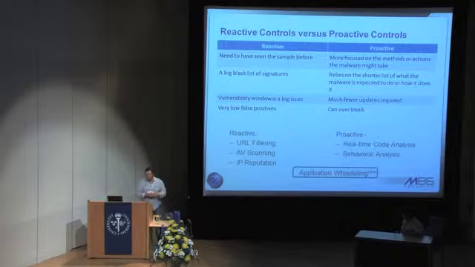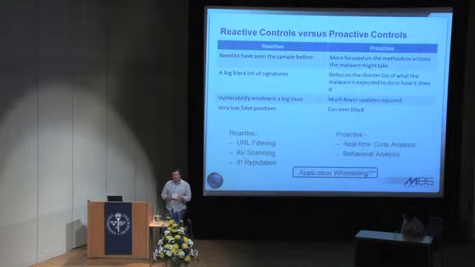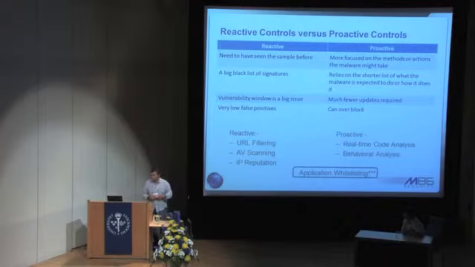In terms of reactive controls, the big difference is that they have to have seen the malware sample, the malware variant, before to be able to detect it. It's basically a big list of signatures. The size of these databases is getting massive. If you look at Symantec, their signature databases have grown 672% between 2008 and 2010. So quite a massive growth in those lists. The vulnerability window is a big issue, and we're going to talk about that in a second. But they do have very low false positives, so it's a very accurate way of detecting malware.